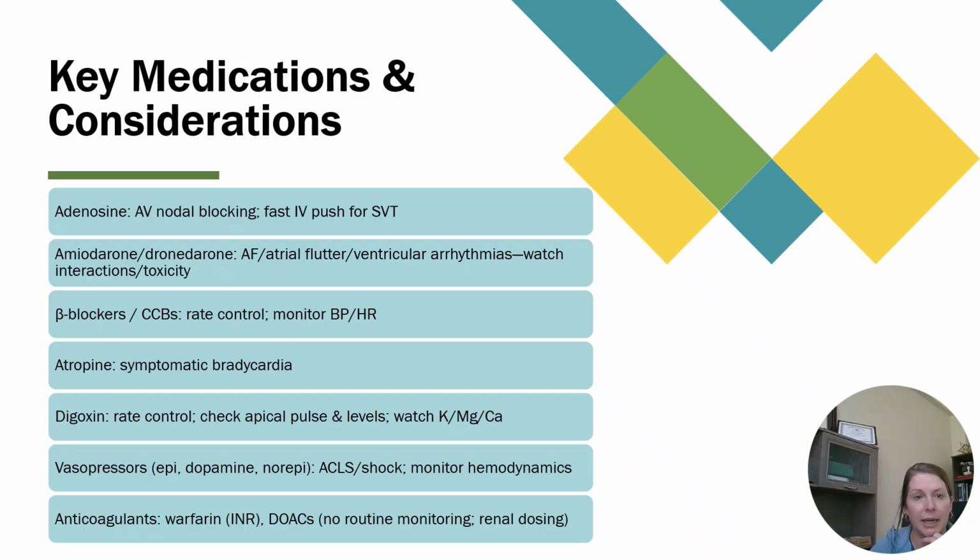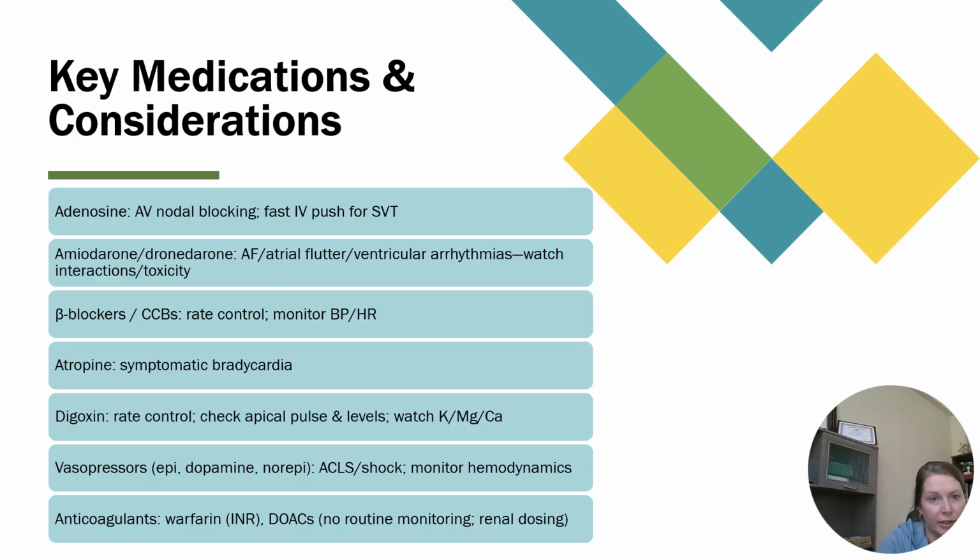So for adenosine, this is going to work with AV nodal blocking. We are going to push this very fast. A lot of times we use what's called a stopcock. So we'll have the medication on one end that'll be placed on the patient's IV line. You'll push the medicine and flush it quickly right after, and sometimes we'll even raise their arm. We're just trying to get it to the heart as quickly as possible. This medication is going to be used for SVT.